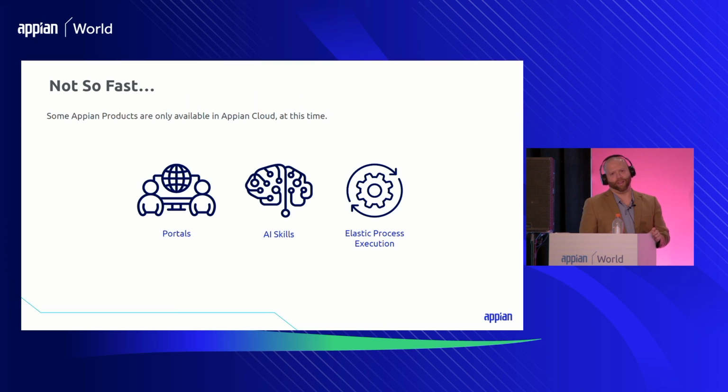One thing to keep in mind now: there are certain products that are not currently available with Appian on Kubernetes that are only within Stratus. So portals, AI skills, and elastic process execution are things that in the future we definitely want to have as part of the Appian on Kubernetes platform or offering. But as of right now, they're not. Our team in platform engineering works with the portals team, Epic's team, and AI skills. Once these are released, there'll be a huge announcement about it because we'll be very excited.